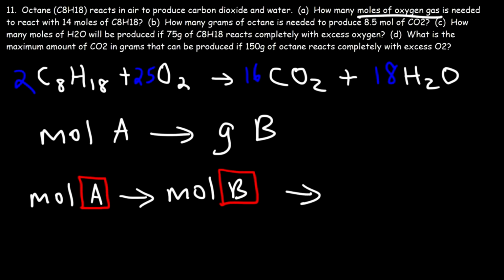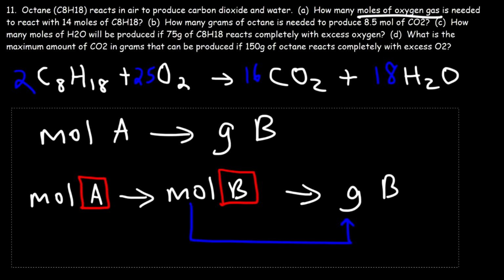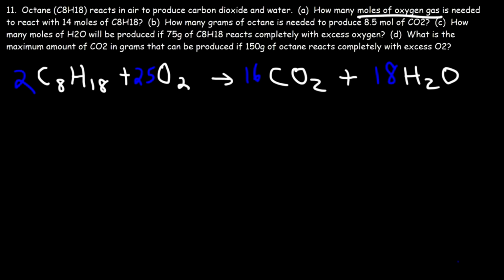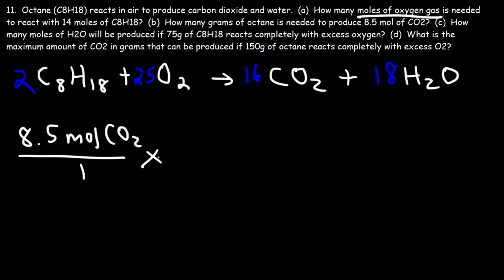Next, once we have the moles of B, we can use the molar mass to go from the moles of B to the grams of B. And so we're going to change the unit from moles to grams. So this is going to be a two-step process. So let's begin with 8.5 moles of CO2. Always start with what you're given. Now we need to change the substance from CO2 to octane.